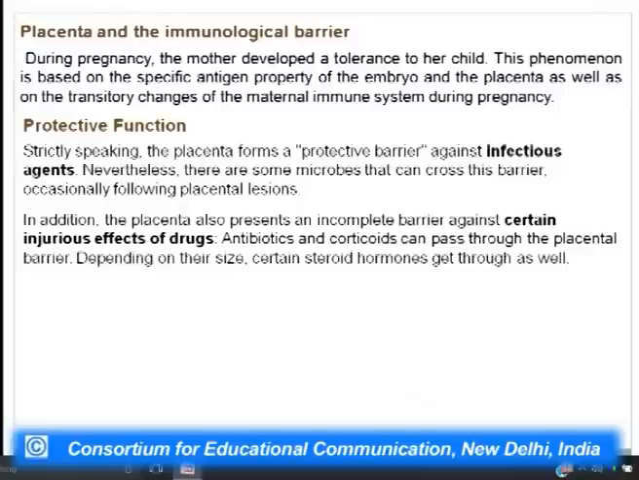Apart from that, the placenta also presents an incomplete barrier against certain injurious effects of drugs. Antibiotics and corticoids can pass through the placental barrier. Depending on their size, certain steroid hormones get through as well. So, certain drugs such as thalidomide and so on, or the effect of alcohol, also can reach the growing baby, pass through the placental barrier and affect the baby.